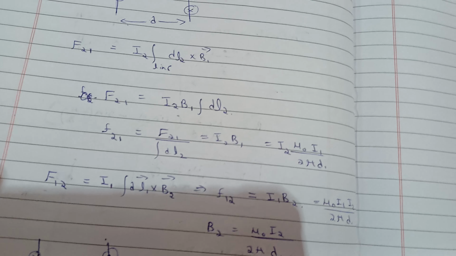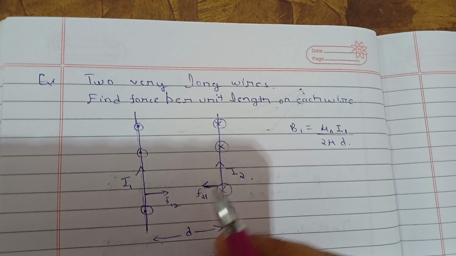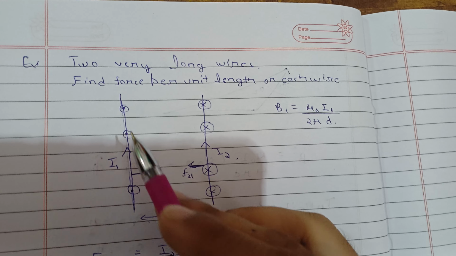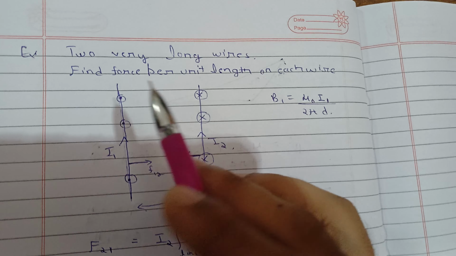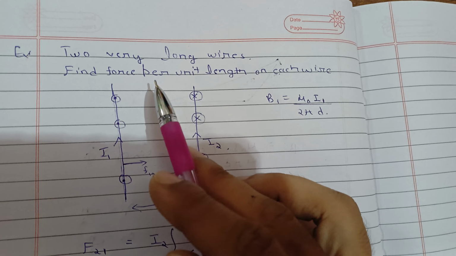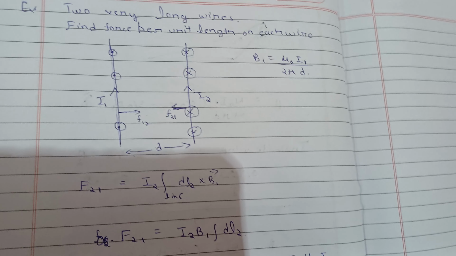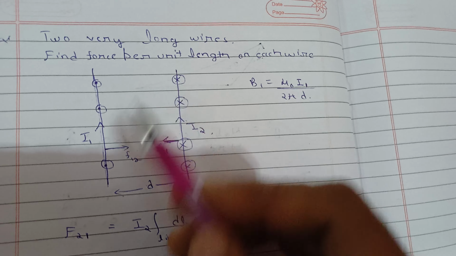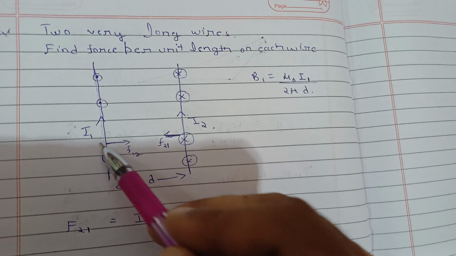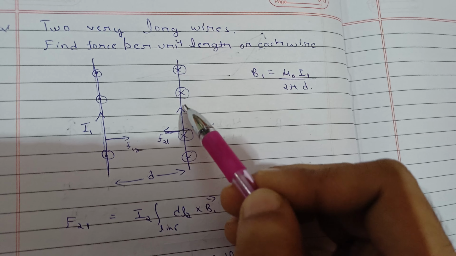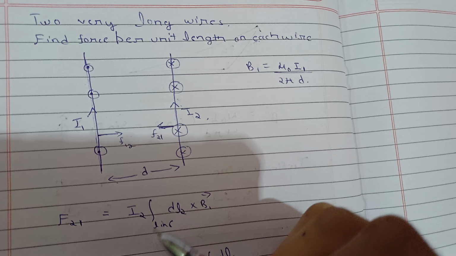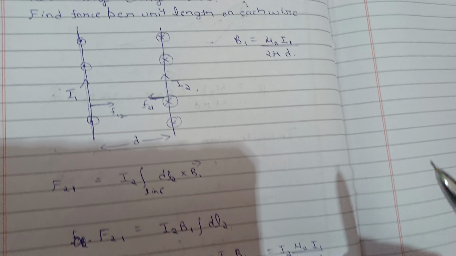Now there is the last topic for today. That is two very long wires which are carrying steady currents I1 and I2. You need to find the force per unit length on each wire. On each wire means first you need to find the force per unit length on this wire due to this, and then you need to find the force per unit length on this wire due to this. So there will be a magnetic field around this wire due to this wire, and this wire is carrying the current, so there will be force on this wire. So let's find that force per unit length.